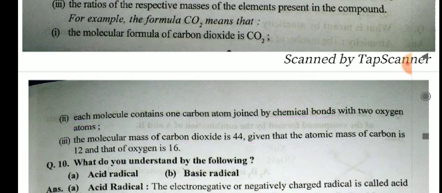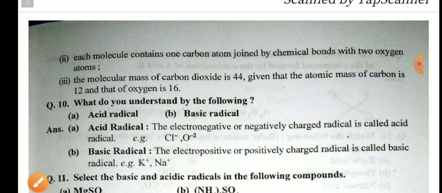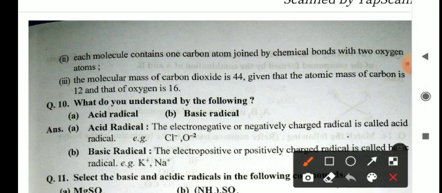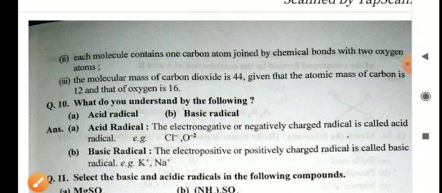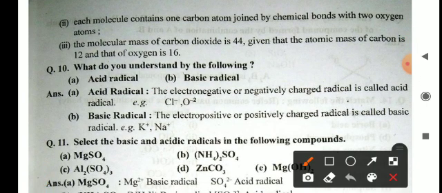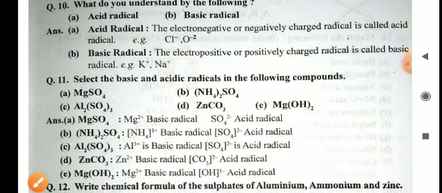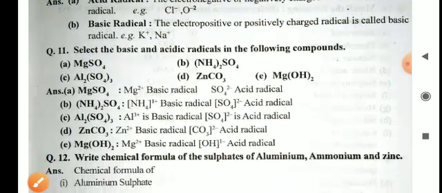What do you understand by the following? Acid radicals and basic radicals. The electronegative or negatively charged radicals are called acid radicals. For example, Cl- and O2-. And basic radicals, the electropositive or positively charged radicals, are called basic radicals. Example, sodium and potassium.